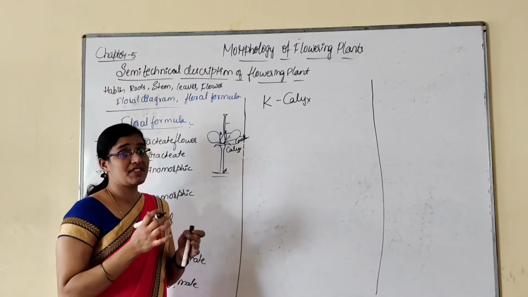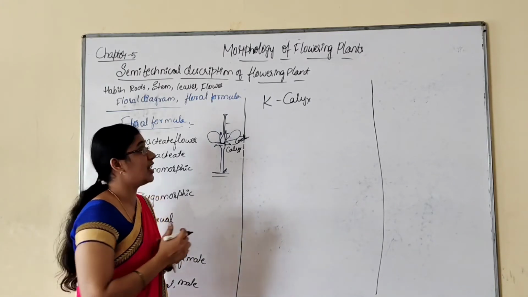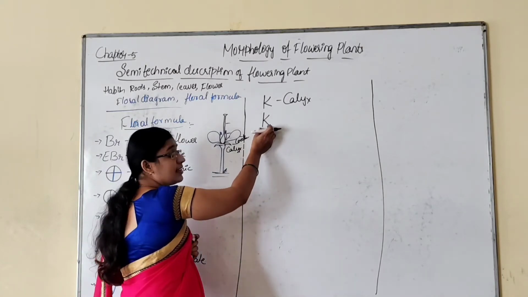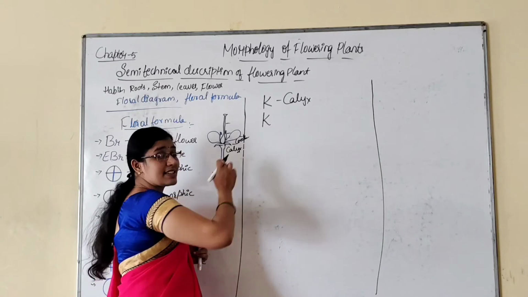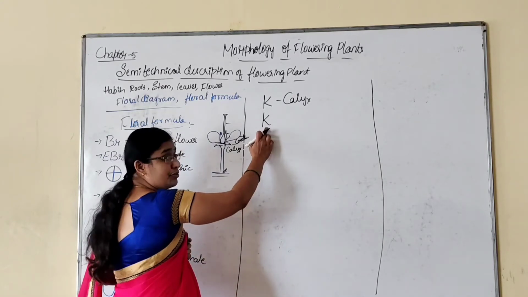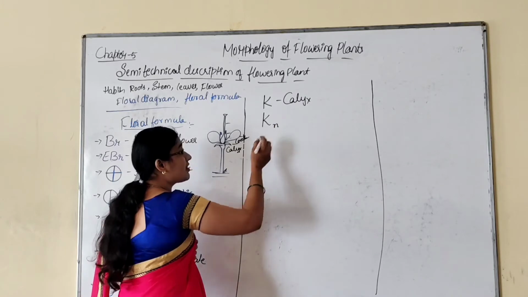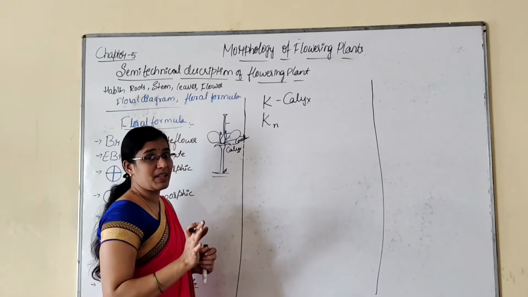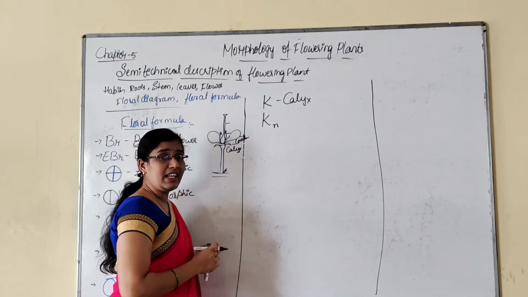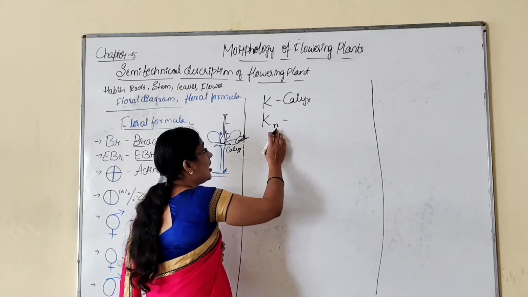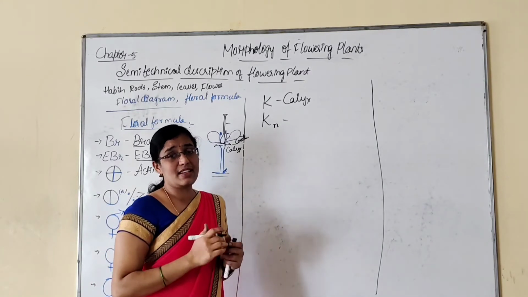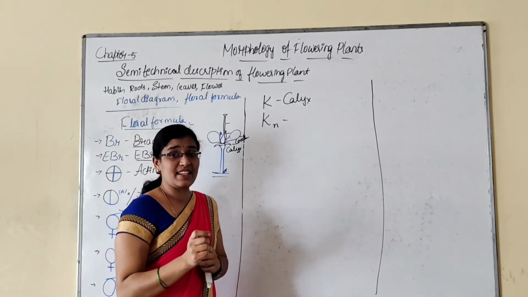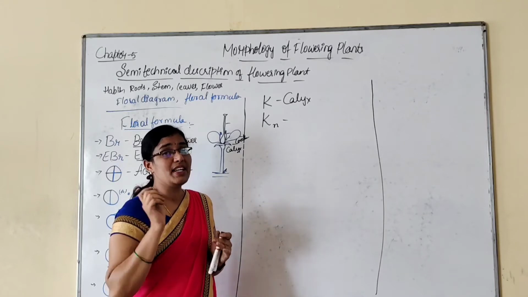So how many sepals are present, how will you indicate the number of sepals here? You will write the K here. That means K here is the symbol for calyx. At its foot on the right side you will write N. So here N indicates the number of sepals. And here the N is not in any brackets, it is free. So when N is free here, this represents the polysepalous condition.